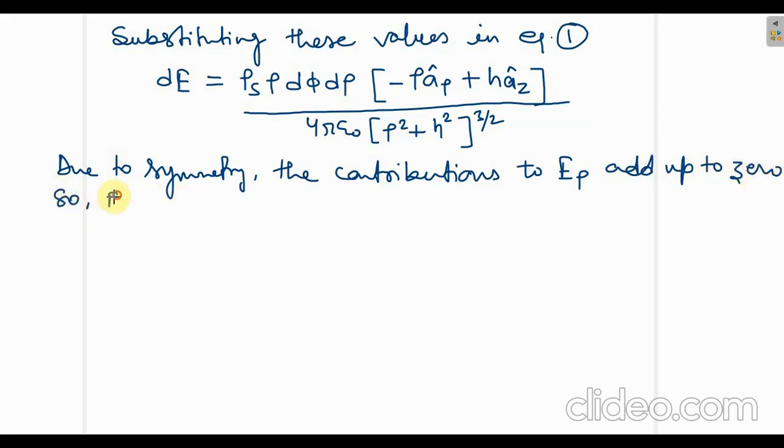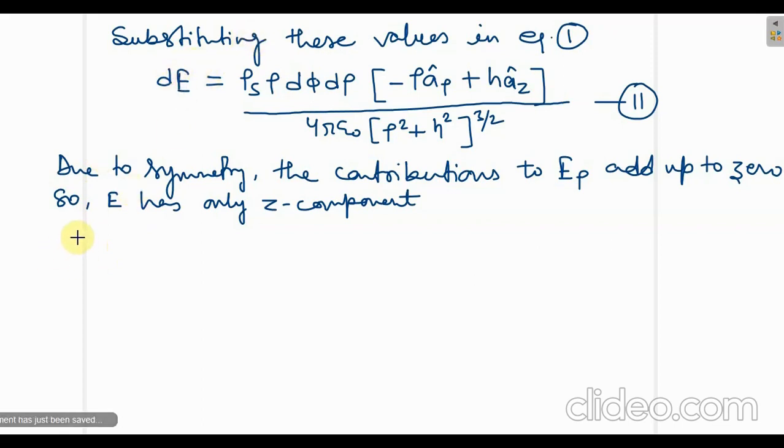So now E has only Z component. Okay, so this relation, this equation 2 is going to be further reduced, and now we have to get the total E. So total E can be obtained by integrating this equation on the left and right hand side. Okay, so after integrating it we are getting this E.